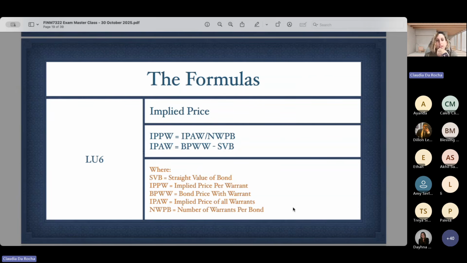To get that answer, we then need to do the implied price of all warrants, which is your bond price with warrant, because warrants are normally pegged against the bonds, minus your straight value of the bond. Straight value of the bond is your net present value of the bond. And when we're talking about bonds here, we're talking about corporate bonds. Please, corporate bonds have been a hot topic for third year finance. It was covered in 3A. It's also covered in 3B.